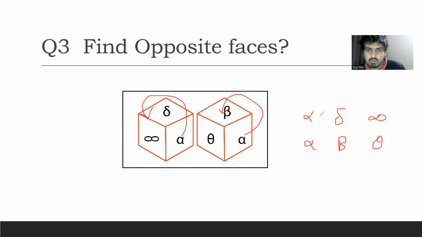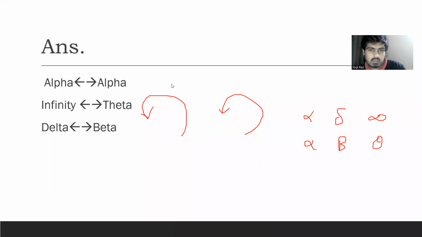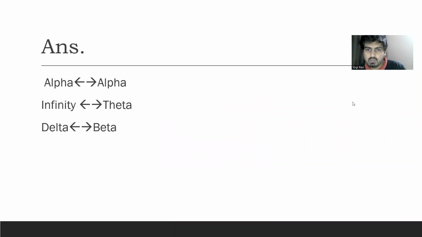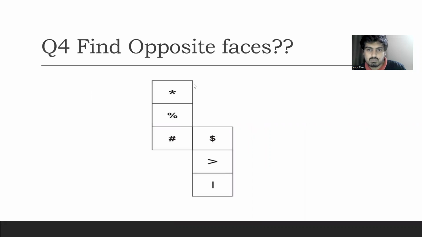So if we look at the answer, alpha is opposite of alpha, infinity is opposite of theta and delta is opposite of beta. Okay, so our answer is correct. Let's get to the next question.